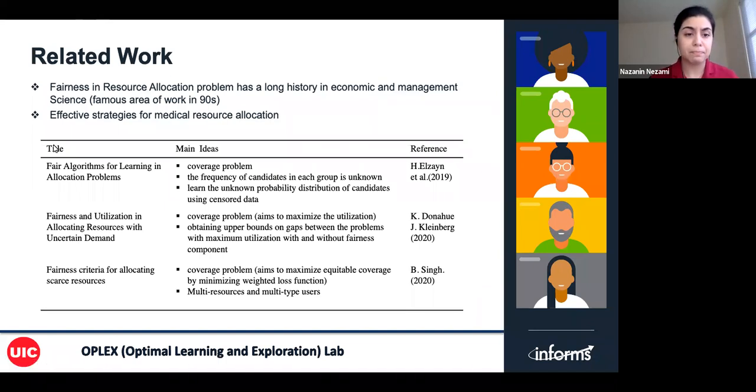For example, I think most of these three works were considering a coverage problem in which a single resource can cover more than one person. But in our own context, we consider a one-to-one allocation. So in that sense, it's different. And also, they mainly consider a utilization function that they want to maximize. But in our work, we do not consider a specific objective function, and we design our problem as a feasibility problem. And then we will take care of the trade-off between diversity and fairness.